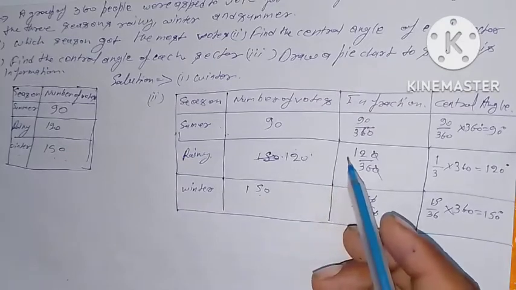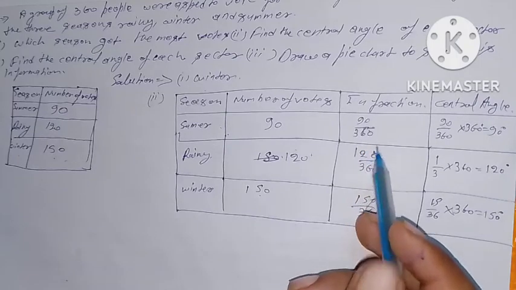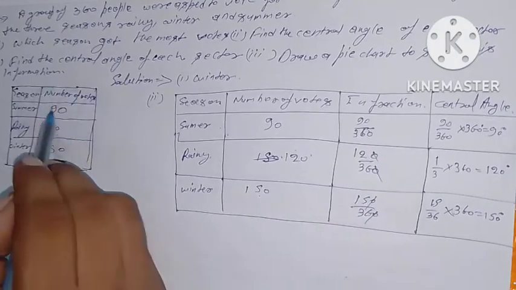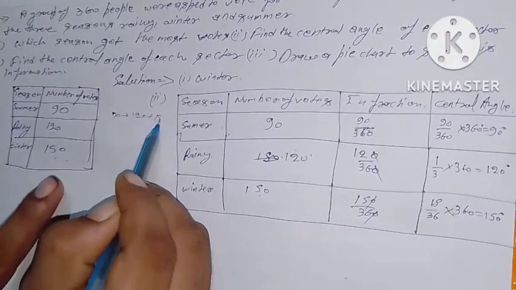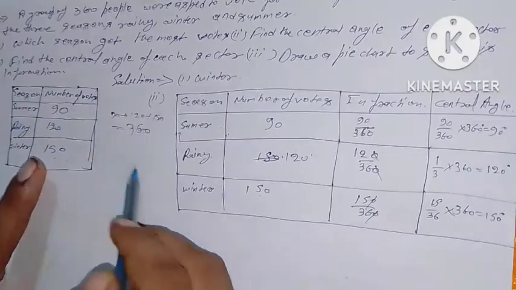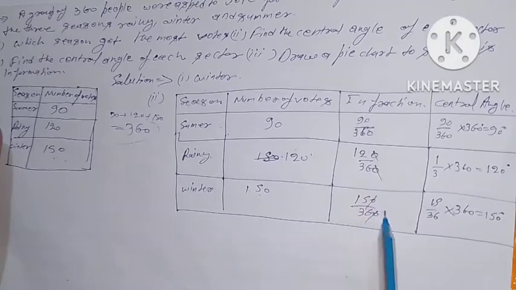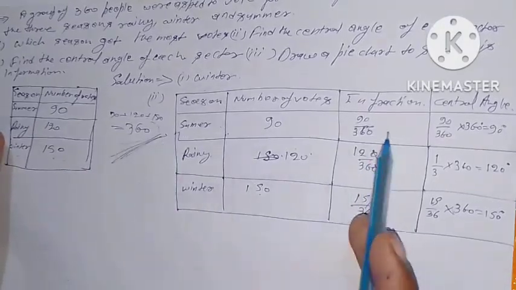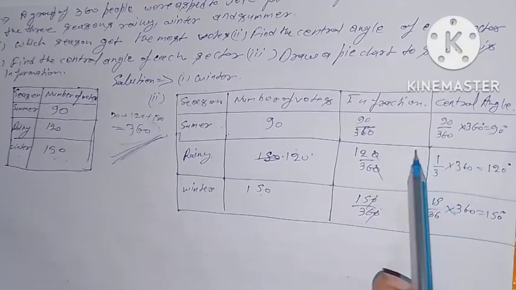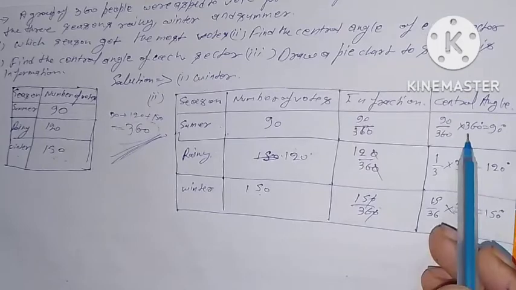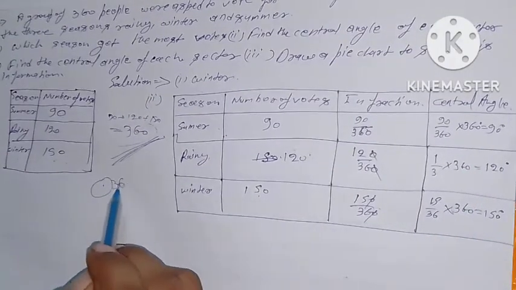Why do we divide all of 90, 120 and 150 by 360? Because in total, 90 plus 120 plus 150 equals 360. So we divide all the season votes by 360 to find the fraction. And after the fraction, we find the central angle by multiplying by 360 degrees, because the total central angle is 360 degrees.